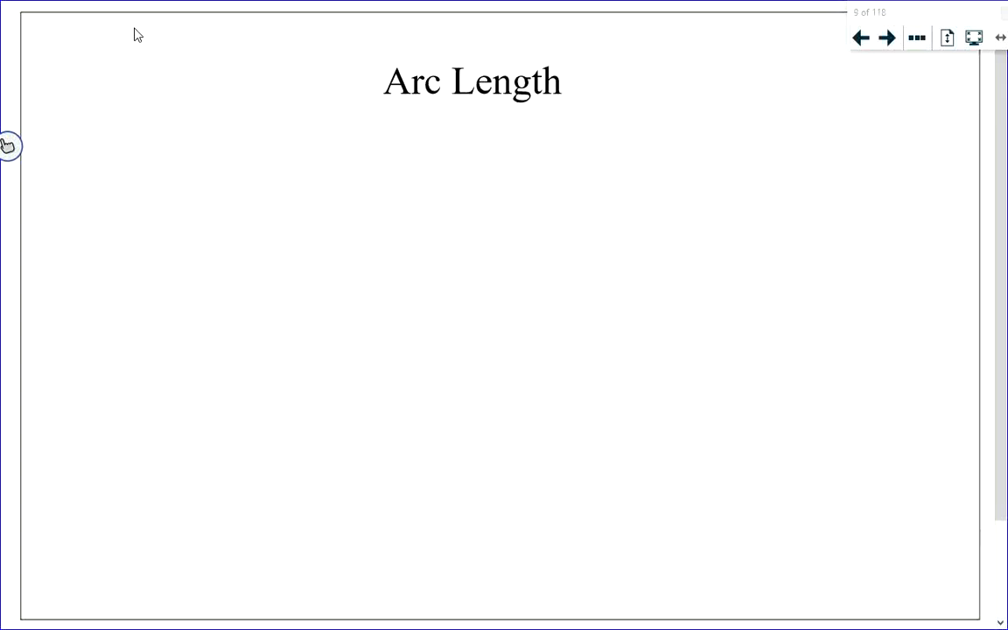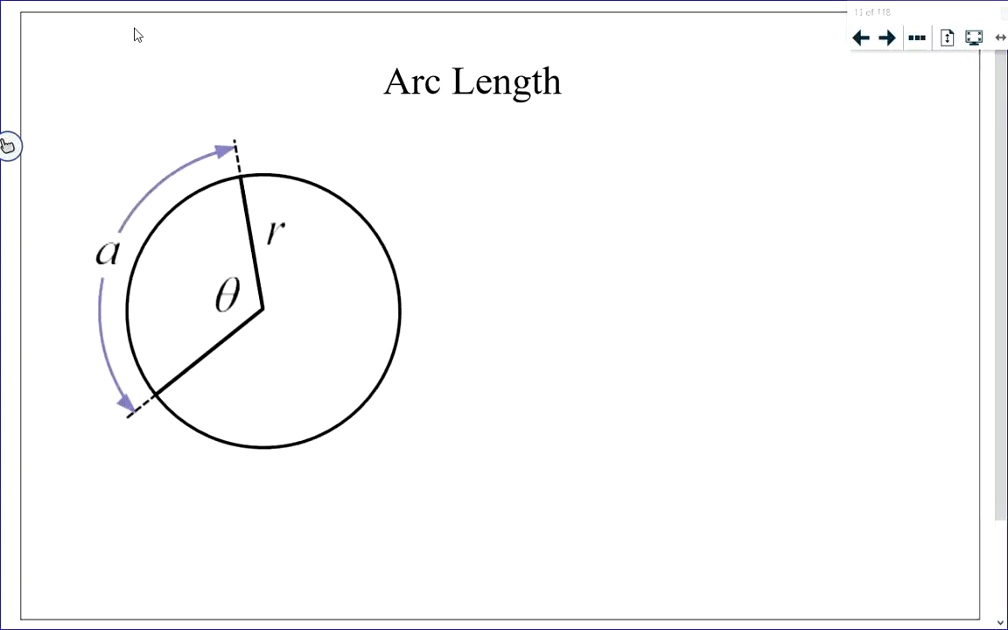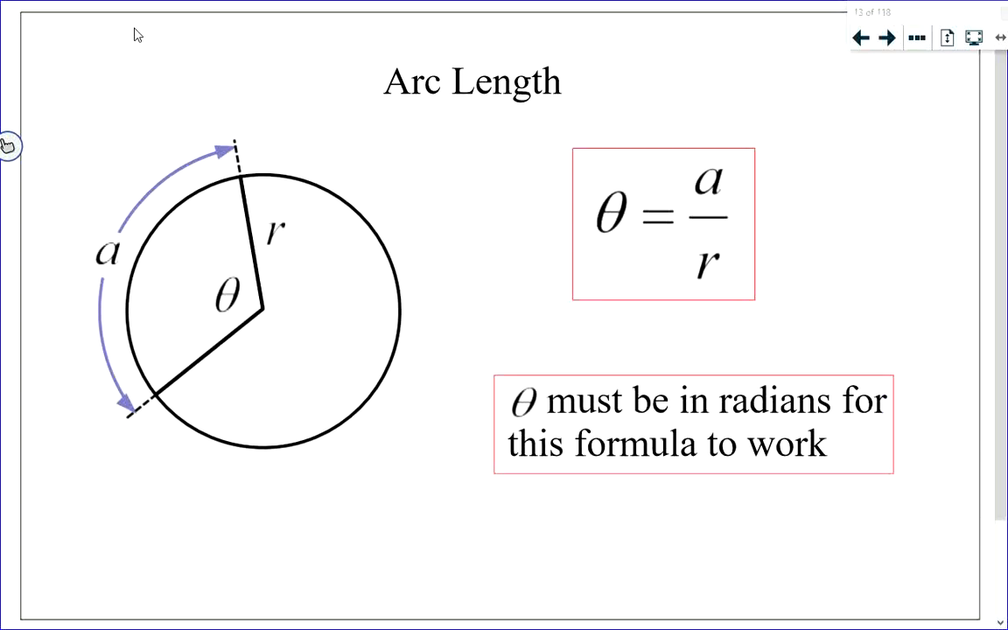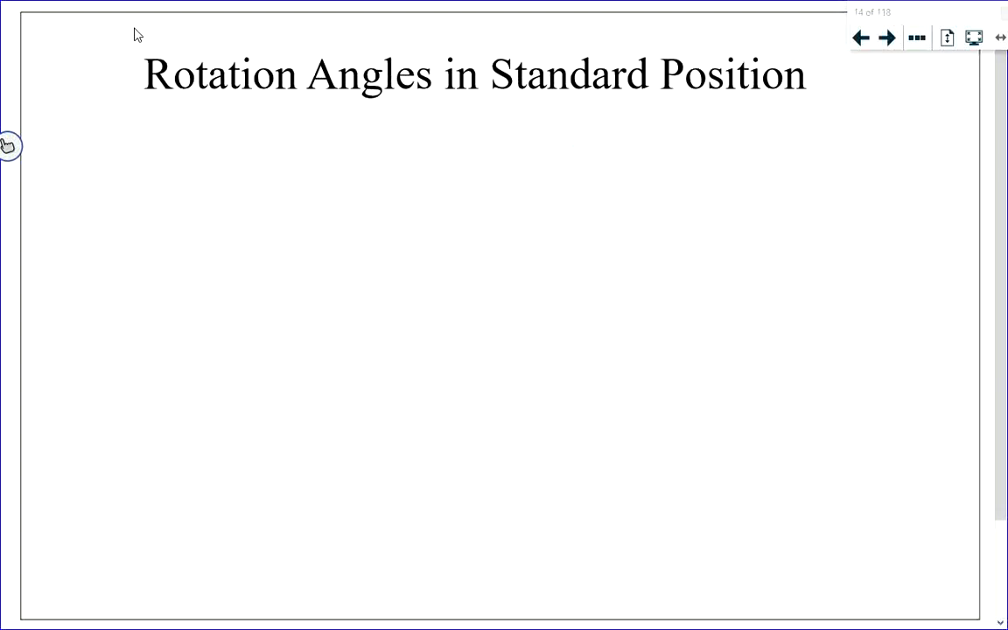Or maybe you're given a question on a diploma exam where you're asked to find the angle, but you're asked to find it in degrees. When you use this formula and calculate theta, you'll get an answer in radians, but maybe the numerical response question says we want to know it in degrees, so you have to convert your radians to degrees. This is one of the reasons why you need to be able to convert radians to degrees or degrees to radians. Rotation angles in standard position.